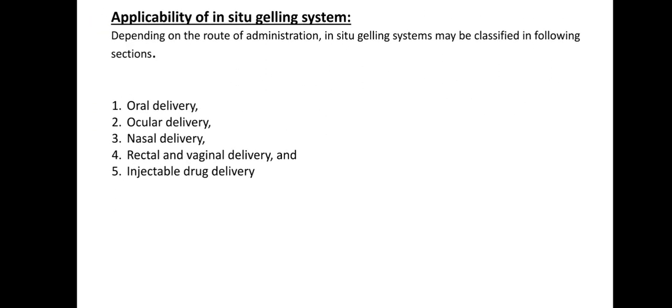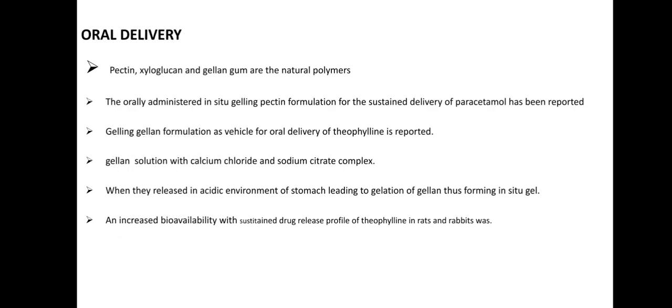Now look at the applicability of in situ gelling systems. There are various routes of administration depending on the drug administered. In situ gel systems may be classified into five categories. First is oral delivery, second is ocular delivery, third is nasal delivery, fourth is rectal and vaginal delivery, and last is injectable drug delivery. Let's look at the different routes one by one. First is the oral delivery system.